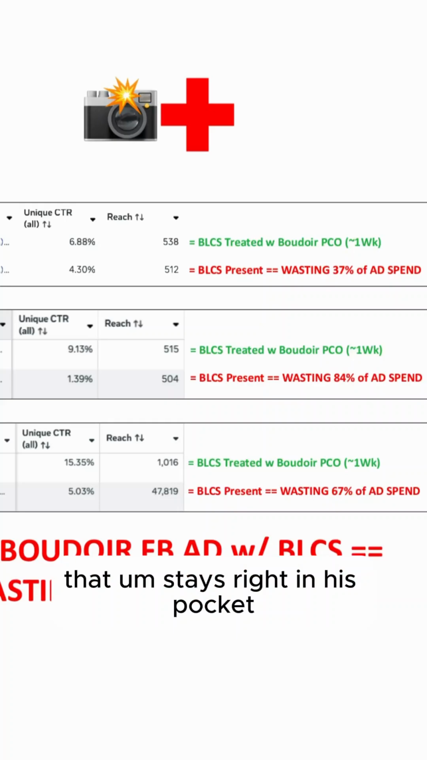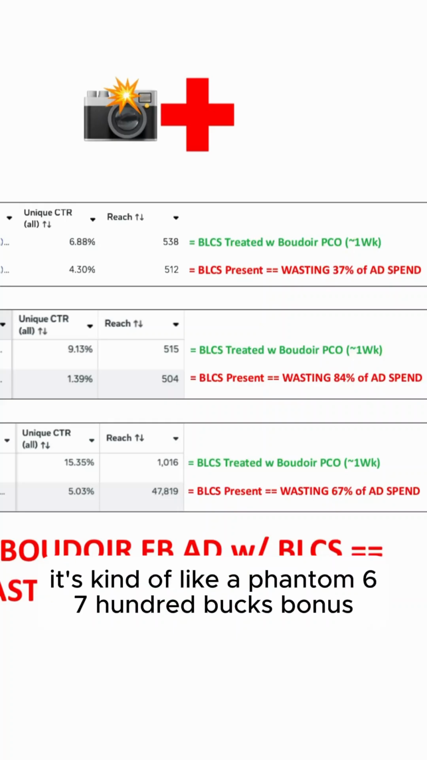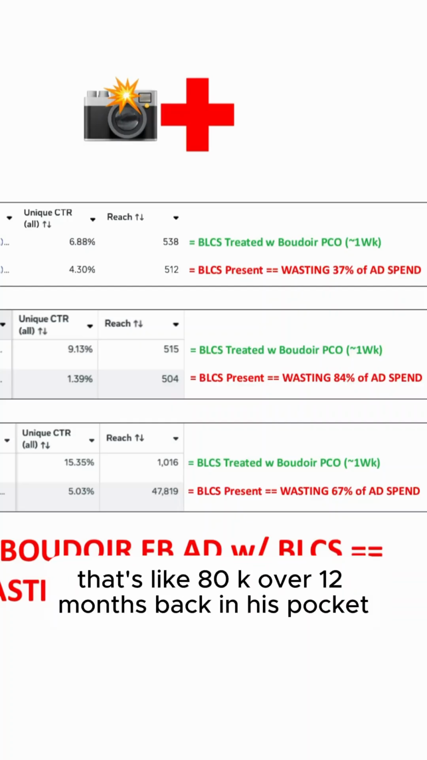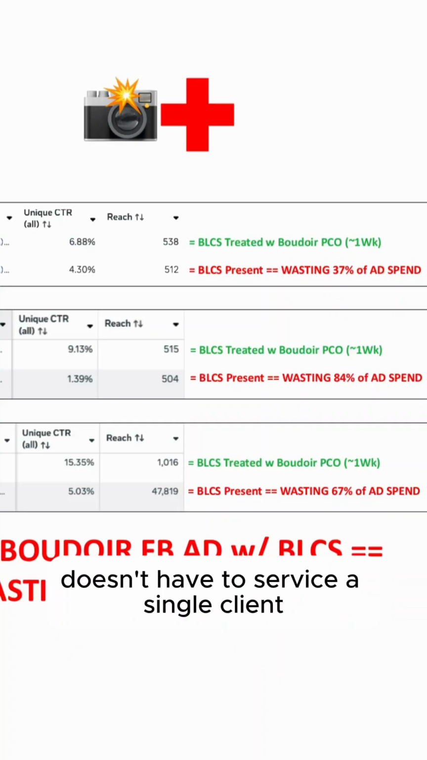That stays right in his pocket. It's kind of like a phantom $6,700 bonus every single month. That's like 80K over 12 months, back in his pocket, and he doesn't have to service a single client.